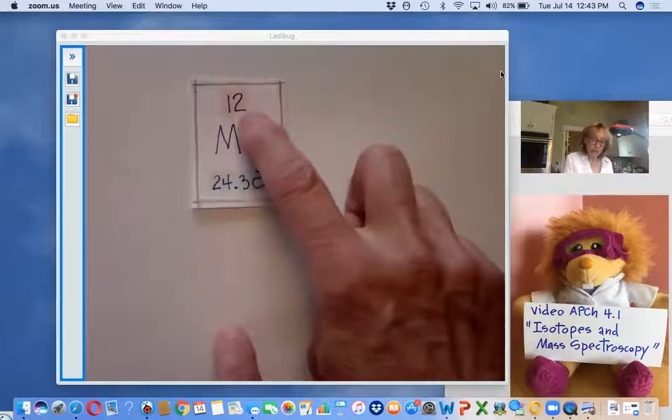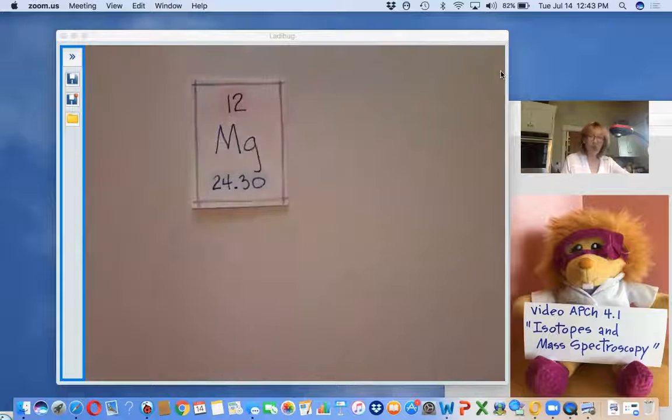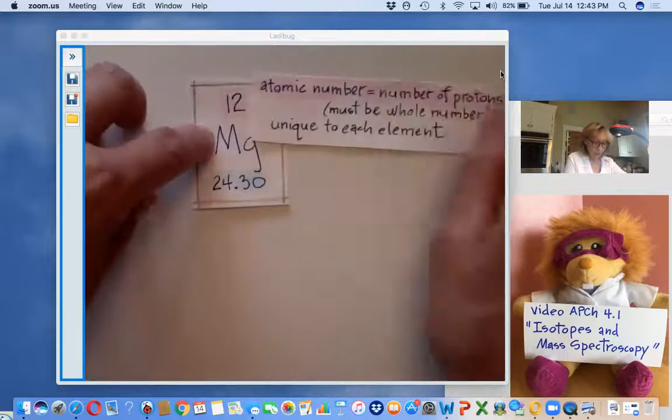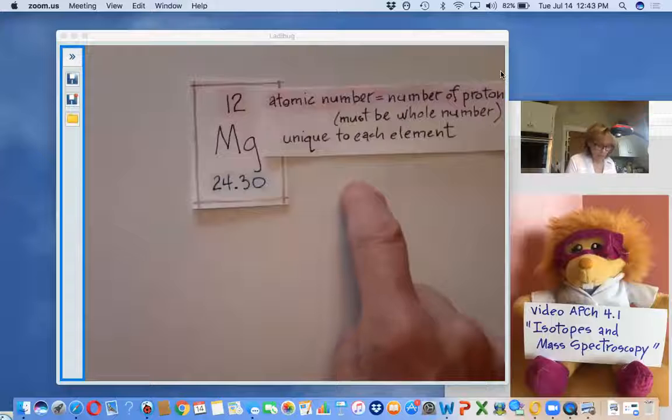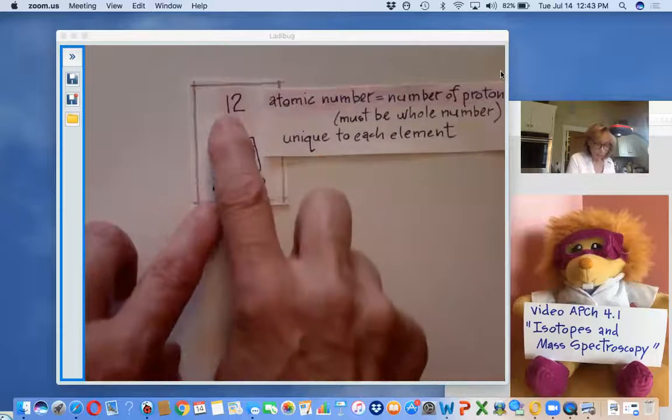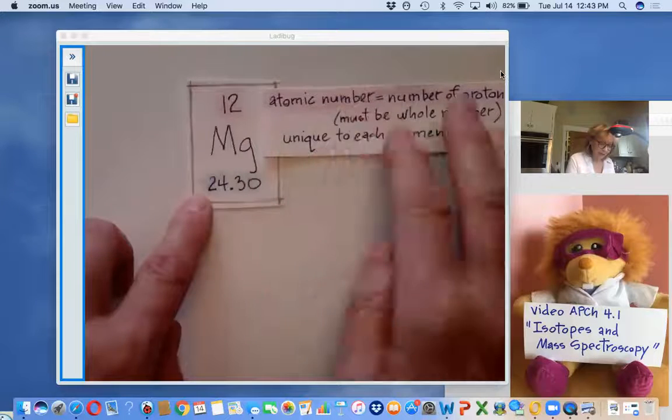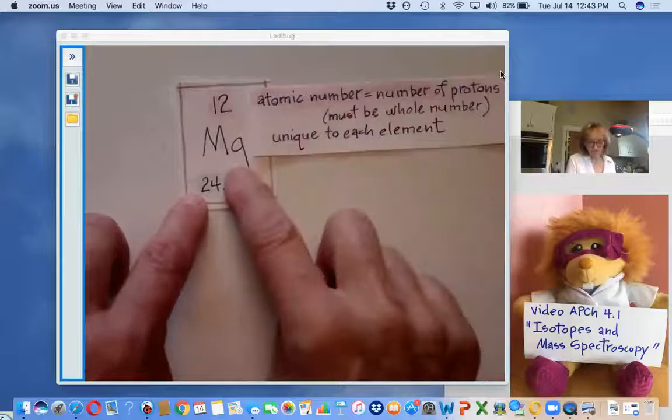So this 12 up above this symbol is, of course, the atomic number. Atomic number is simply the number of protons that atoms of magnesium have. That number has to be a whole number, it's a counting number, and it is unique to each element. So having 12 protons is what makes an atom magnesium.